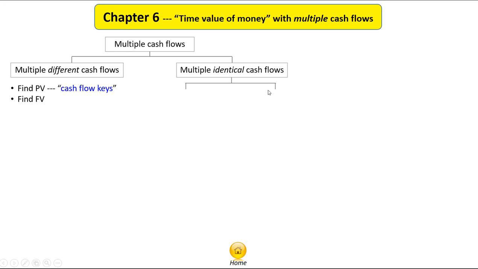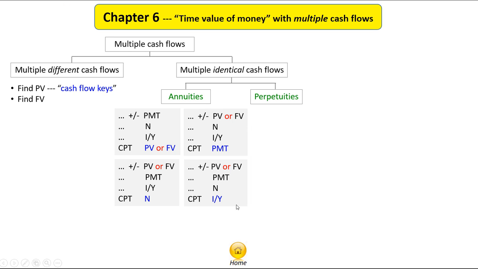Multiple identical cash flows include annuities and perpetuities. An annuity is when we have a cash flow repeating a number of times and then it stops. If it does not stop and keeps going forever, that becomes a perpetuity. For annuities, what kind of calculations were we doing? When you know the dollar amount of this recurring cash flow, repeating, that's the PMT. So PMT is for annuities. It's the dollar amount of what's repeating over and over.